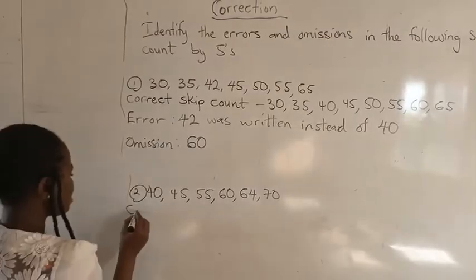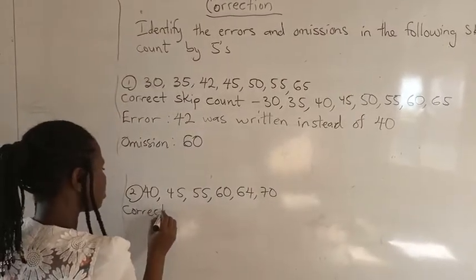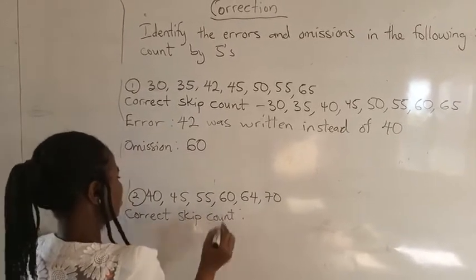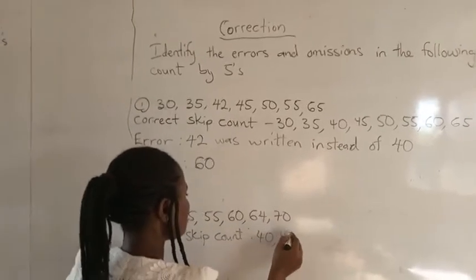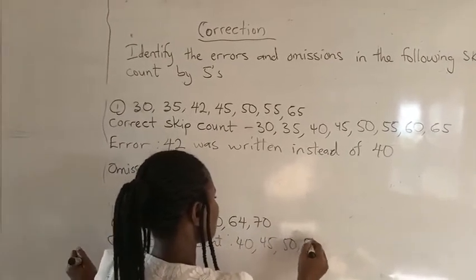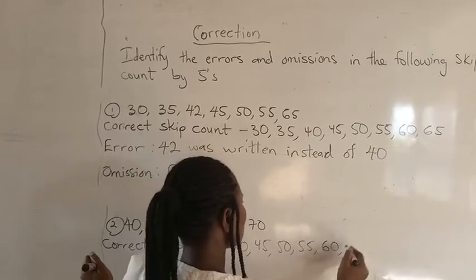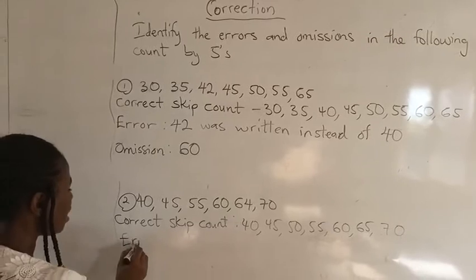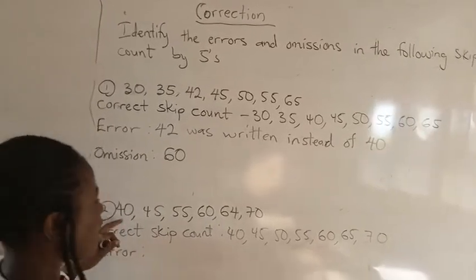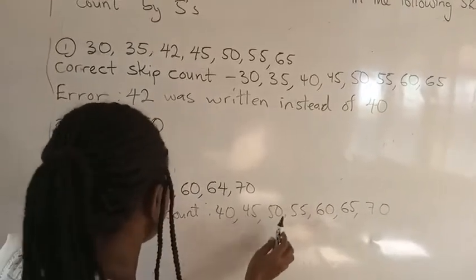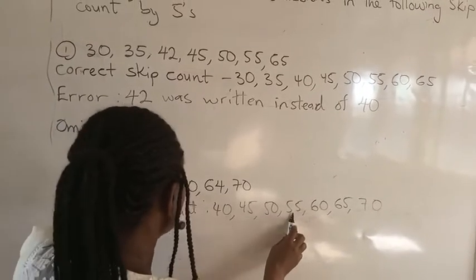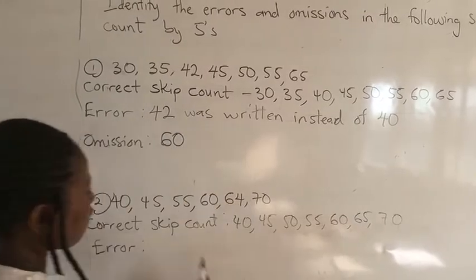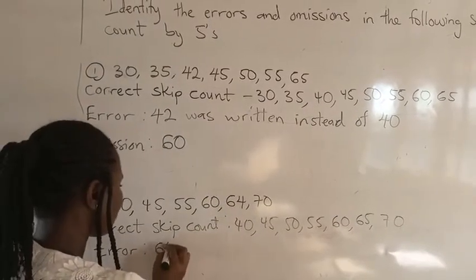Now let's correct the skip count. So we have 40, 45, 50, 55, 60, 65, and 70. The error here, we have 40, 45, 50, 55, 60, 65. So here 64 was written instead of 65.